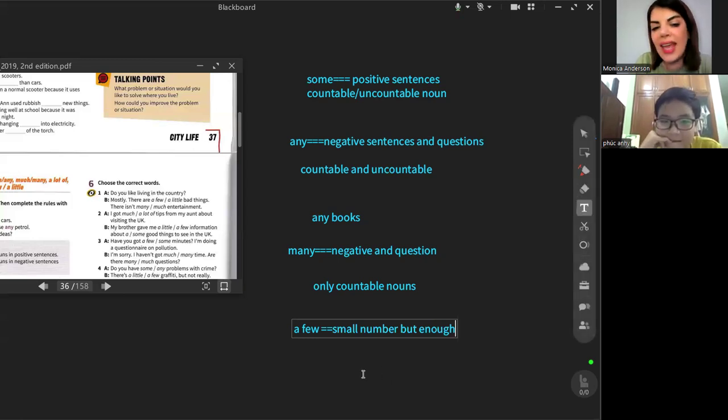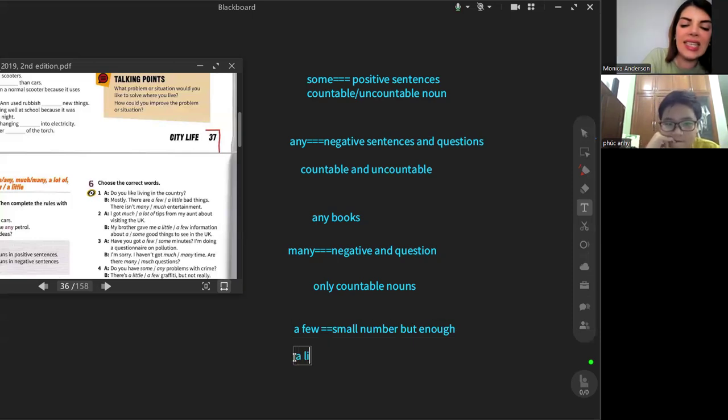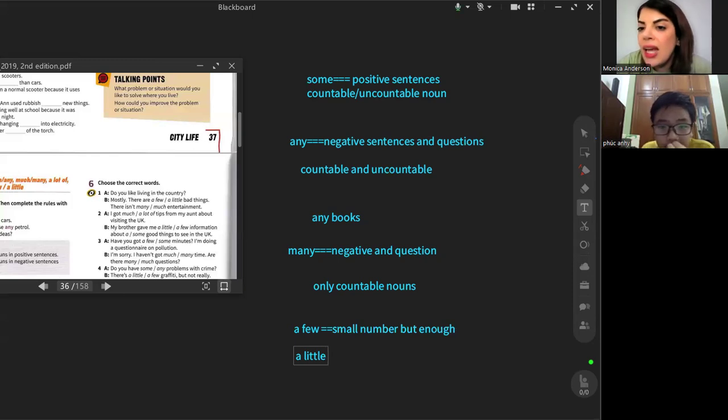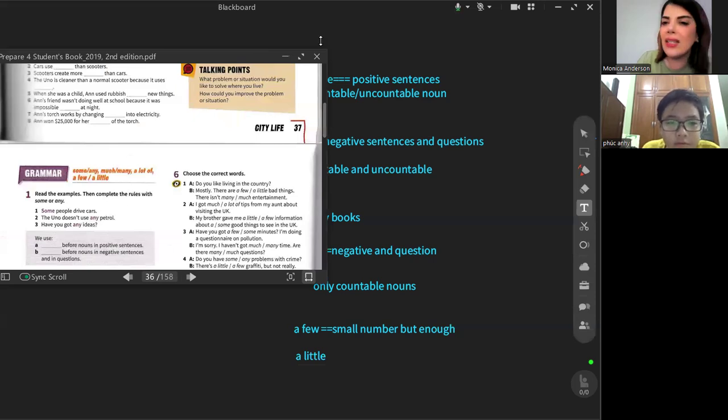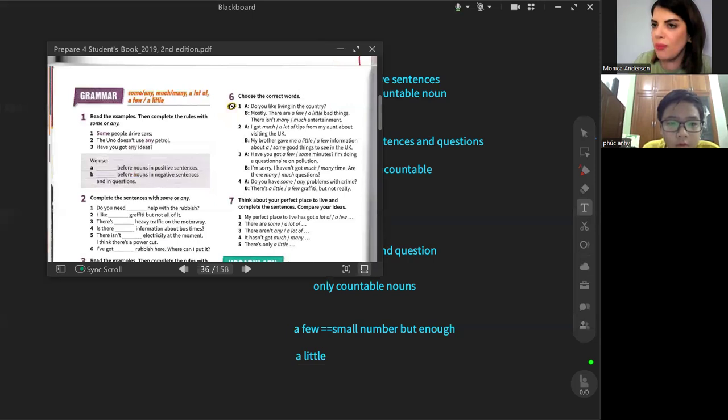And on the other hand, I have a little. A little can be used for uncountable, exactly the same as a few, but for uncountable nouns. Okay, just about money. Money is uncountable, so don't confuse when using. So we don't say a few, we say a little money. For countable, we don't use a little, just a few. Okay, now let's see what we have. And a lot of, it's for a large number or large amount of something, both countable and uncountable in positive sentences. Okay?